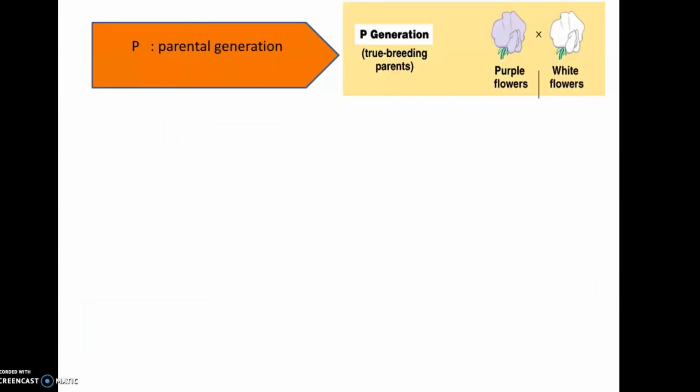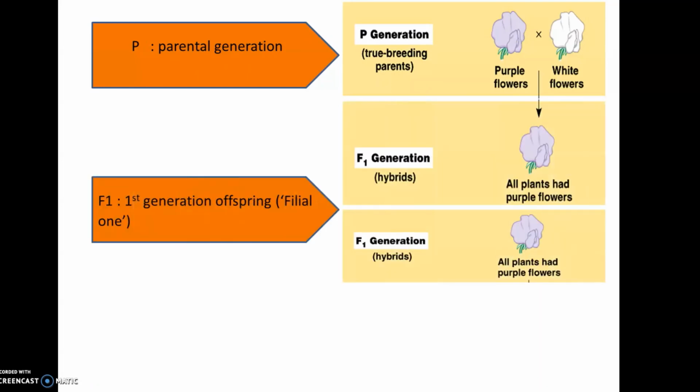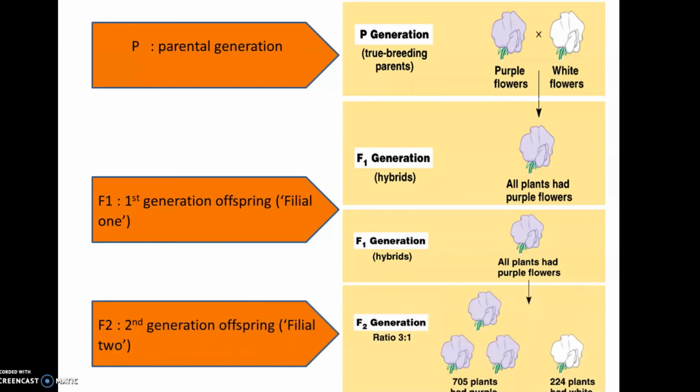This slide shows the terms used to express their roles to complete the schematic diagram. Parental generation. F1, or first generation offspring, also known as filial 1. And F2, second generation offspring, also known as filial 2.